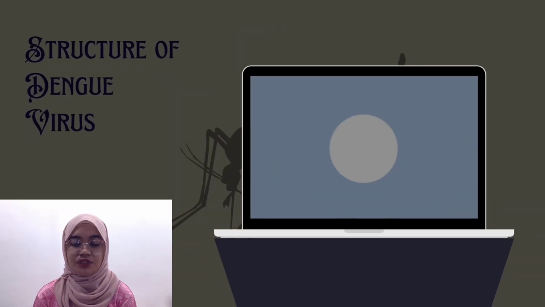Next is the structure of the dengue virus. The dengue virus has a roughly spherical shape. Inside the virus is the nucleocapsid, which is made of the viral genome and C proteins.